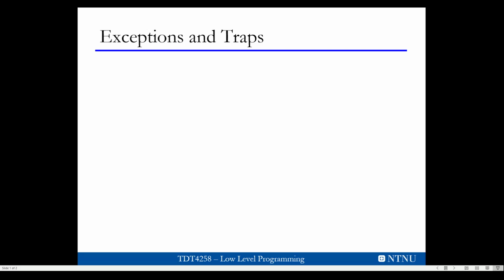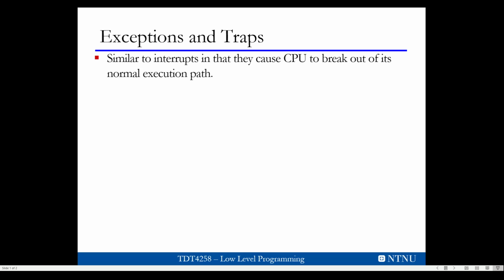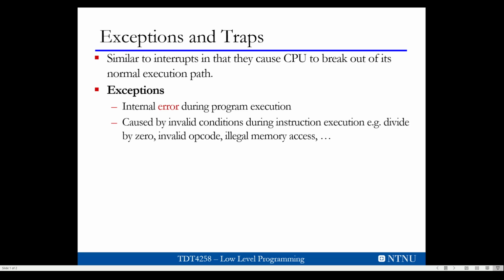Having understood how interrupts work, now let's talk about exceptions and traps. Exceptions and traps are very similar to interrupts in the sense they also cause the CPU to break out of its normal execution path and start executing an instruction from a special location. The difference is that whereas interrupts are generated by external I/O devices, the exceptions are internal errors that happen during program execution. And these errors can happen because of invalid conditions that might occur during the execution.